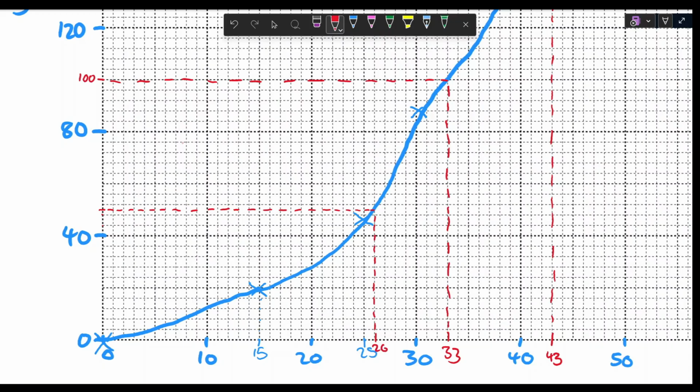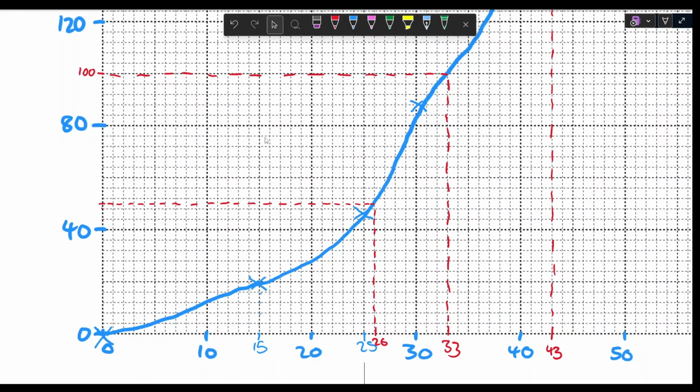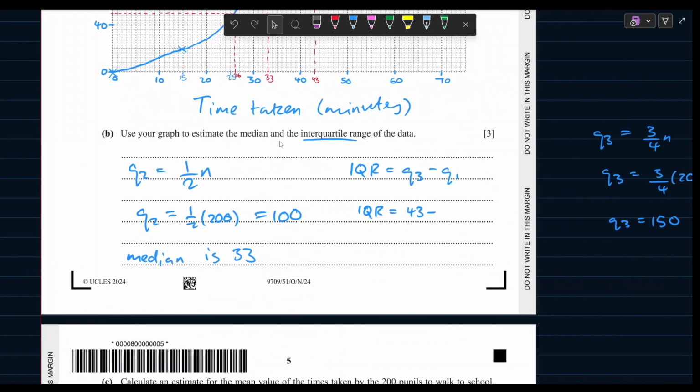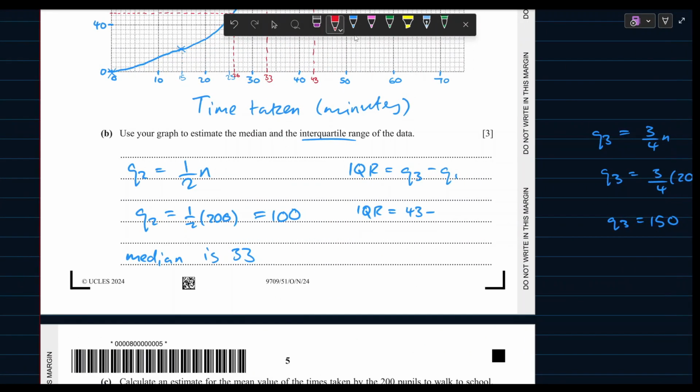And here we're getting 26. So according to my diagram, our lower quartile is going to be 26. Okay, so I conclude that my interquartile range is equal to 43 minus 26, which is 17. And that's my final answer.